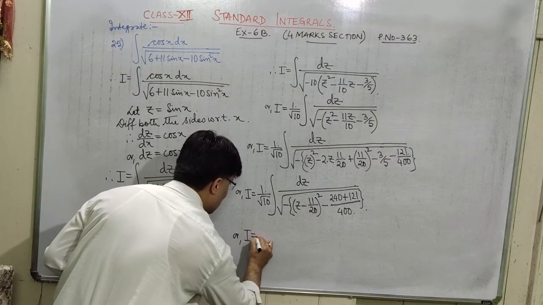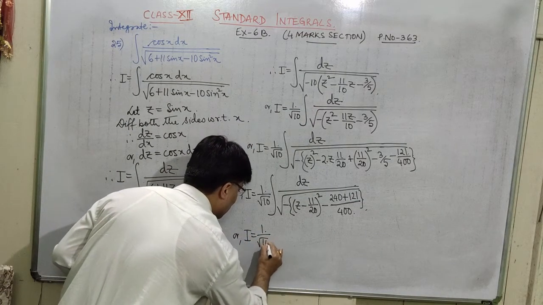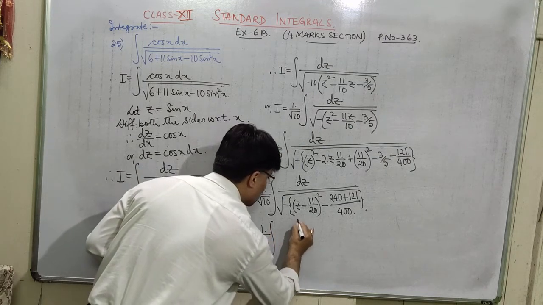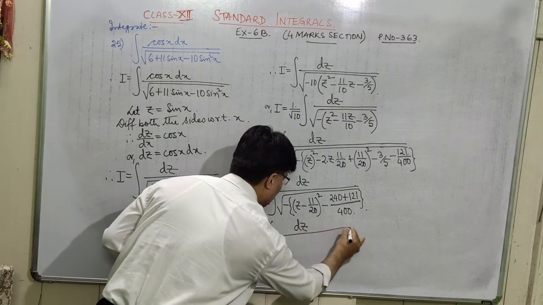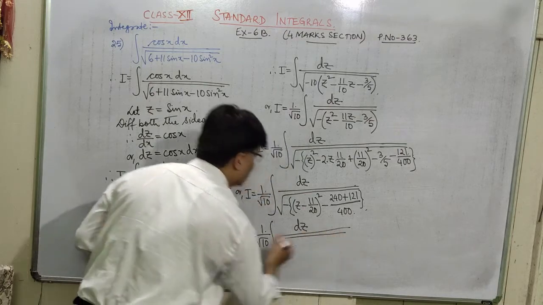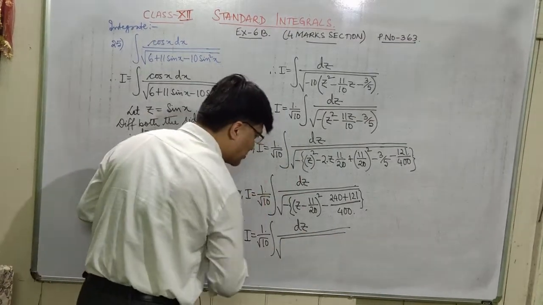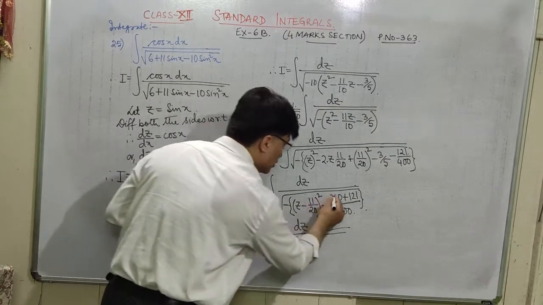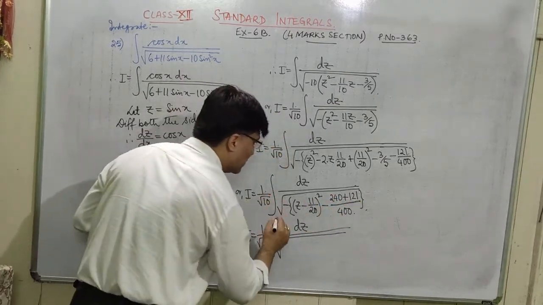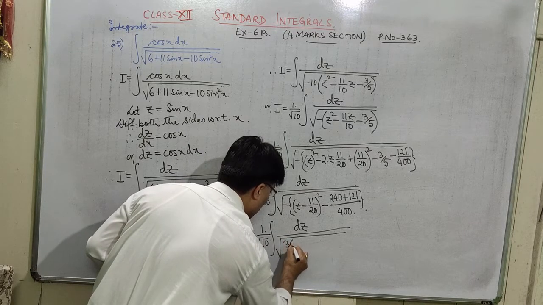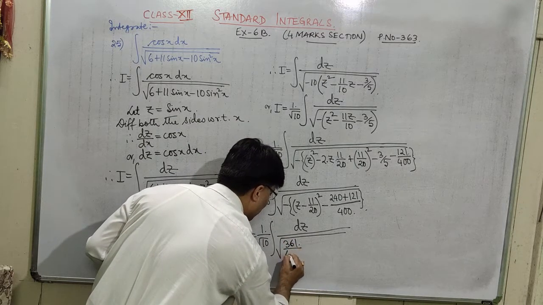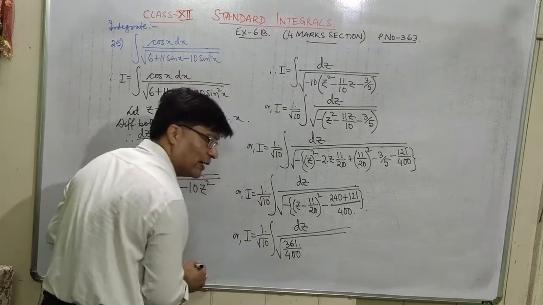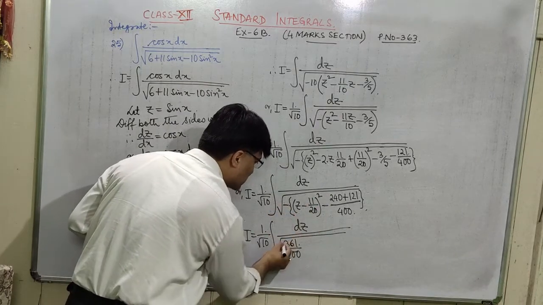Or I is equal to 1 by root 10 integration of dz divided by within square root. So let us write down the positive term first. So it is minus into minus is plus. 240 plus 121 is 361. It is 361 divided by 400, right? So it is minus into minus plus.